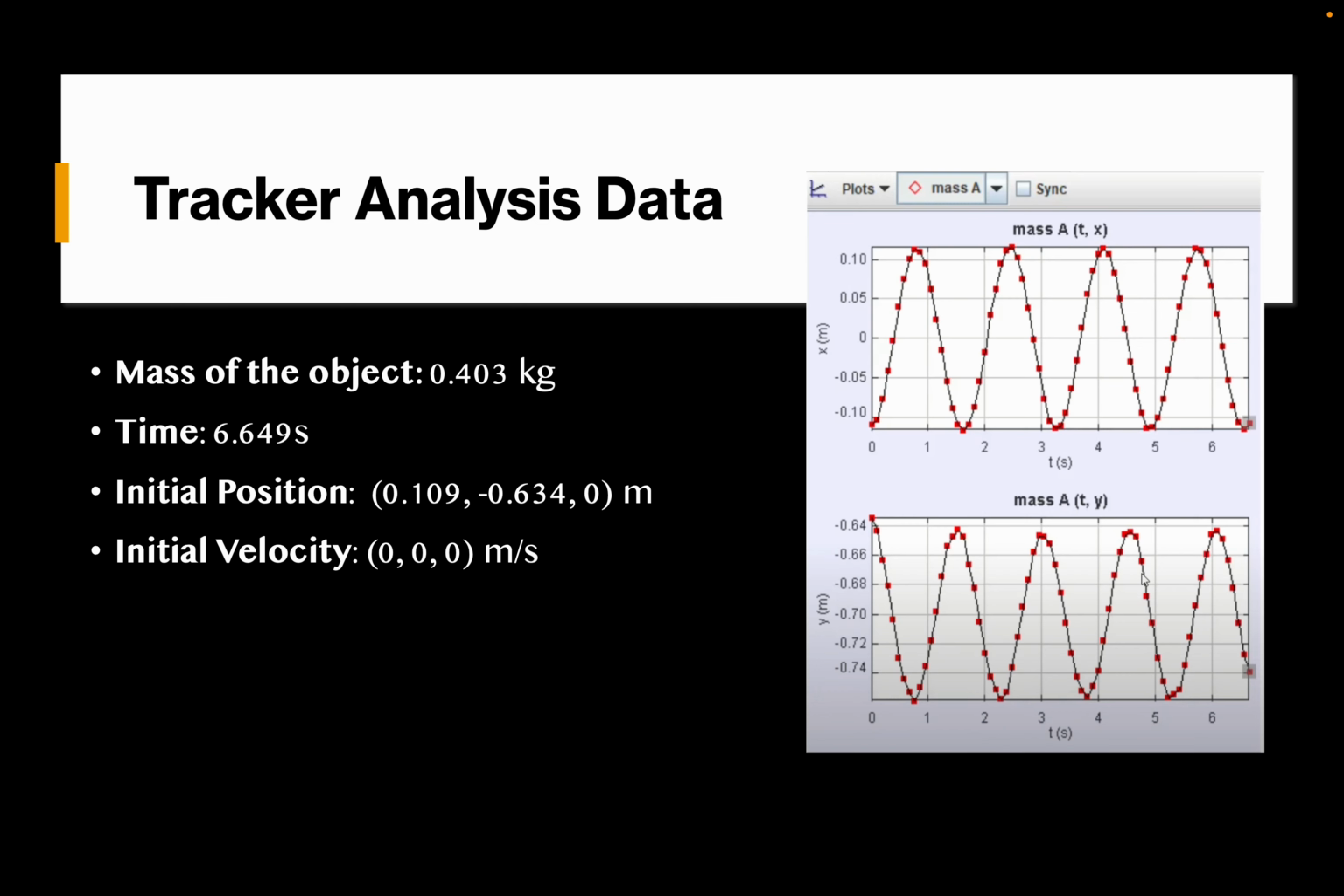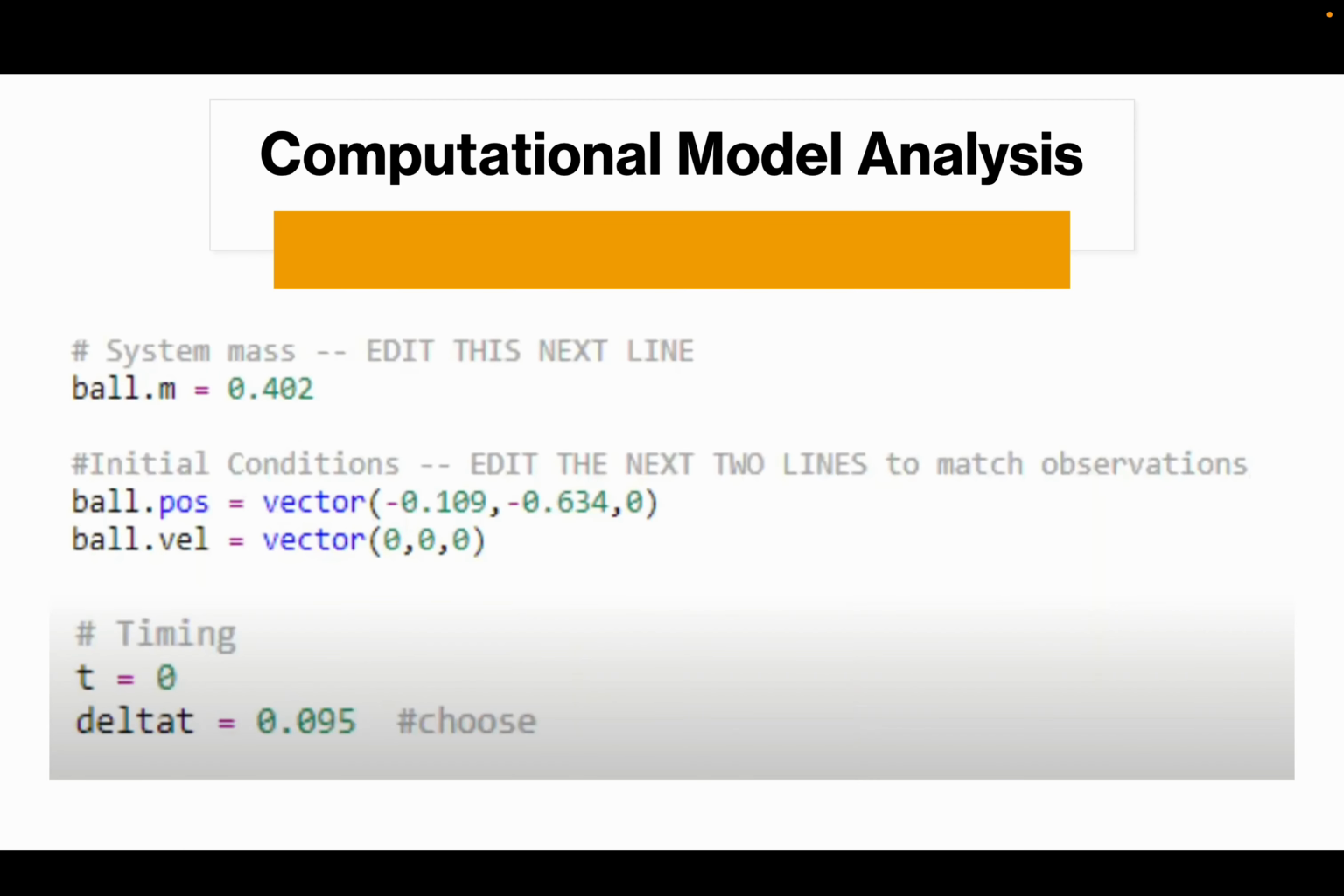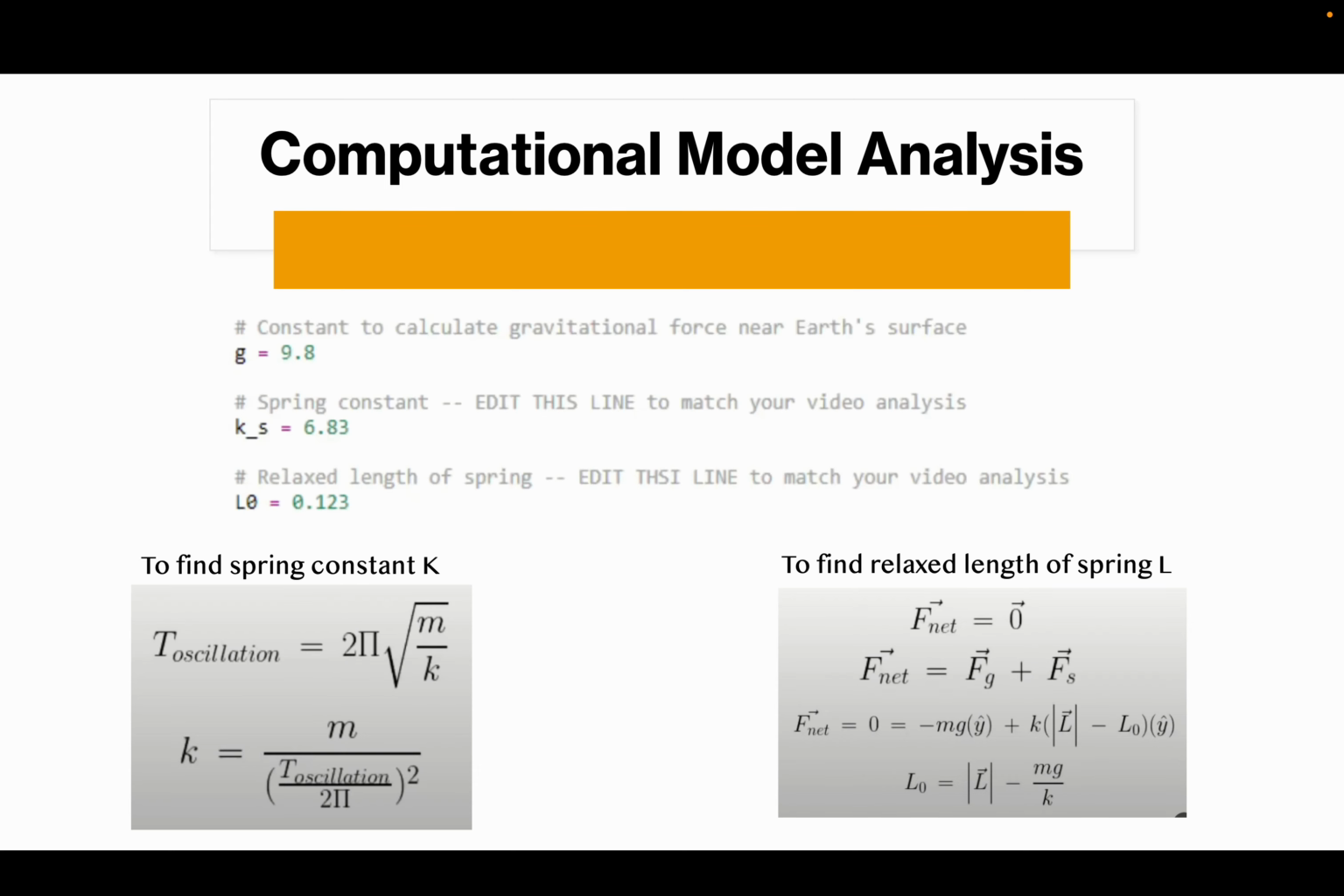The data that we extracted from the video analysis we just saw was that the mass of the object was 0.403 kilograms. We have the time interval as well as the initial position and the initial velocity in vector form. Those same variables I just described were used as the initial conditions for our computational model analysis. We can see the mass of the ball, the initial position, the initial velocity, and delta t.